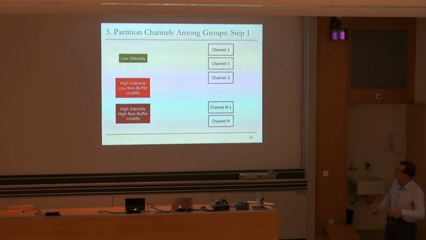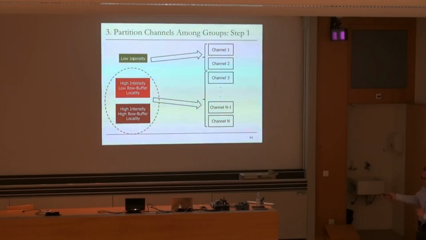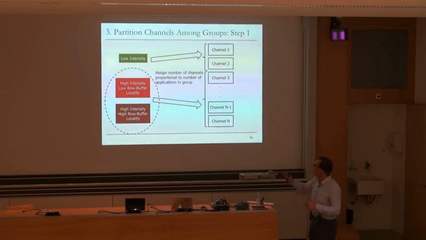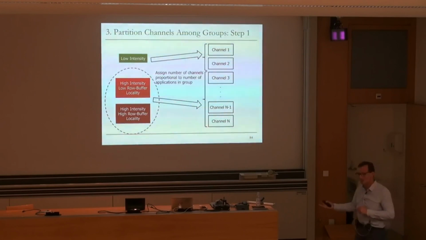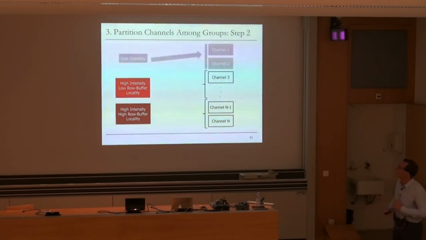Okay, now the key question is, how do you partition the channels among the different groups? So there are multiple steps here. The first step is to group these together and group this one. This is basically a partition based on memory intensity. So you need to allocate some number of channels to low intensity applications and some number of channels to the high intensity applications. And the algorithm that's used in the paper is to assign the number of channels proportional to the number of applications in each group. Now, this is a place where you could critically think, and maybe this is not a good way of doing it. It works in the paper, but maybe there are better ways. Right? So low intensity applications are allocated to these channels.